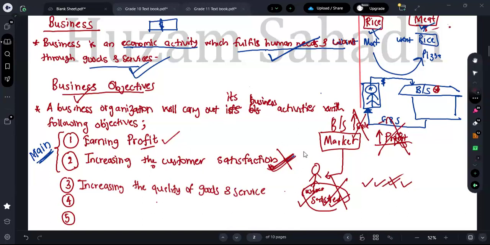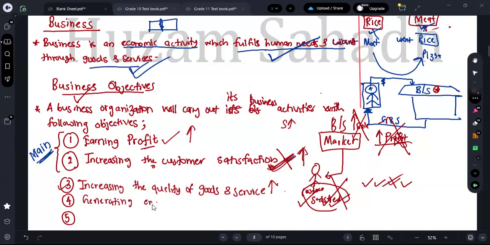Customer satisfaction will increase. When the quality is increasing, customer satisfaction will increase. So when the customer satisfaction is increasing, our sales will increase. Because of the increase in sales, profit will increase. So in order to achieve the main two objectives, we have to increase the quality. So business will have an objective to increase their quality also. And next one is what, guys?